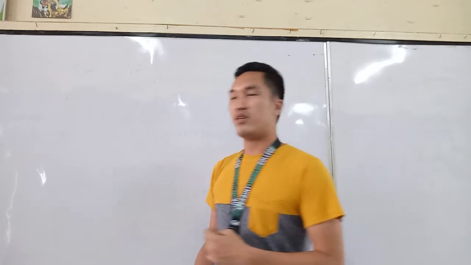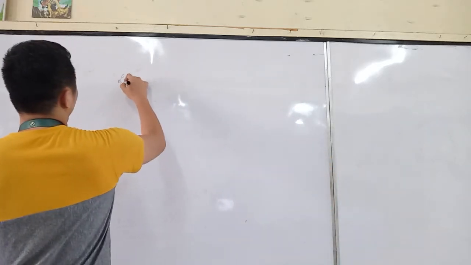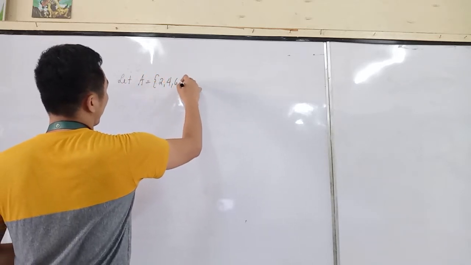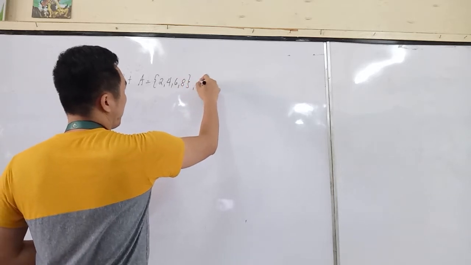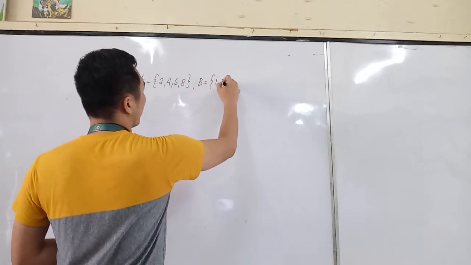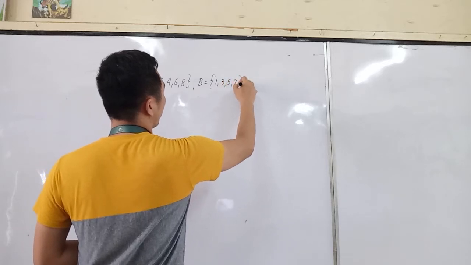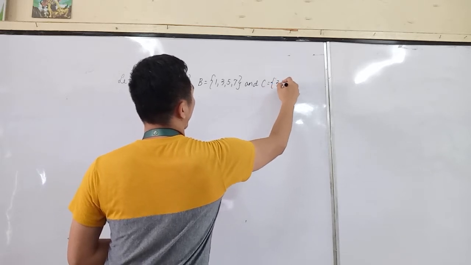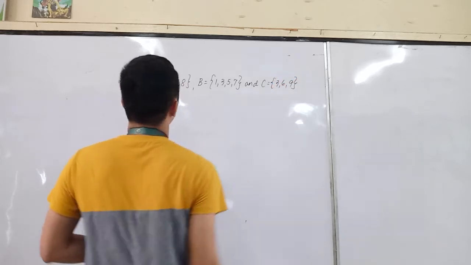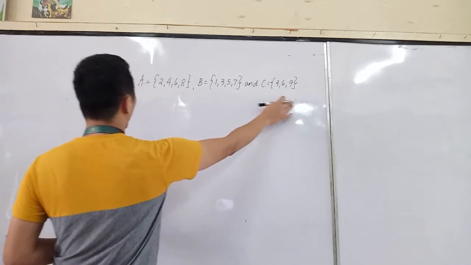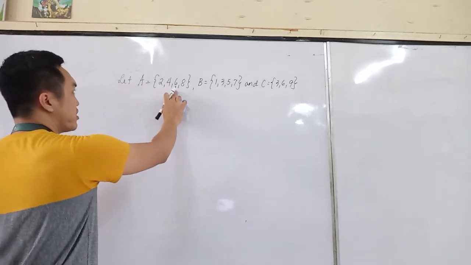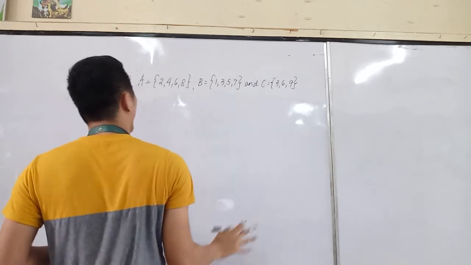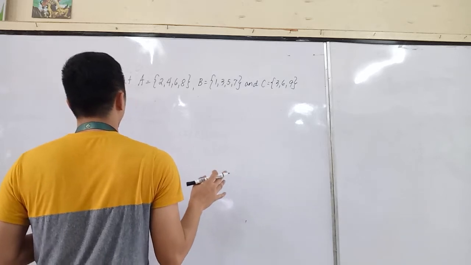Let us have this given first. Let A be equal to 2, 4, 6, and 8. Set B, we have 1, 3, 5, and 7. And set C, we have 3, 6, and 9. Again, for the given, we have set A: 2, 4, 6, 8. Set B, we have 1, 3, 5, 7. And set C, we have 3, 6, and 9.